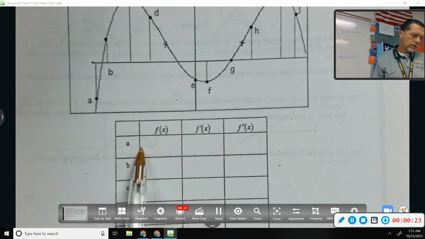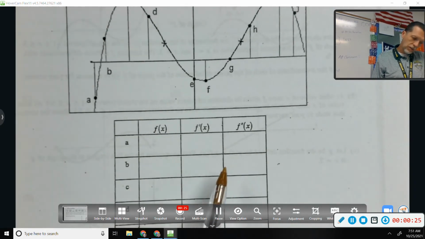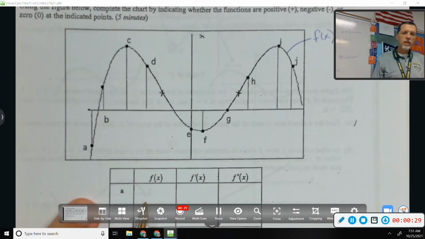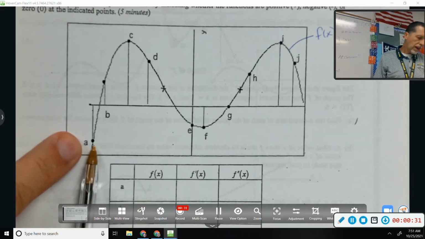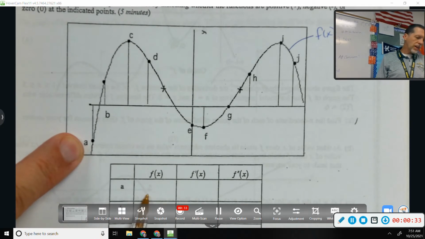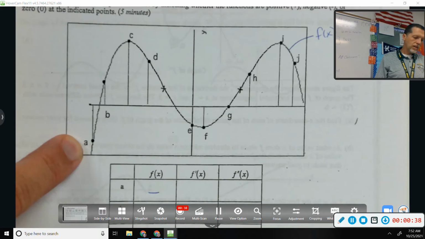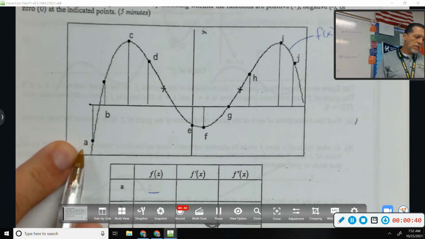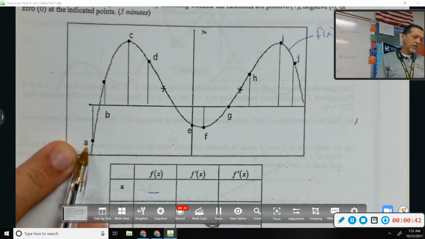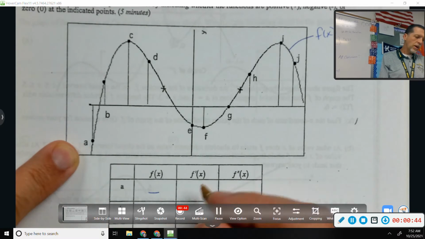Let's do all of A and all of B and see what we learn. Maybe C as well. So at point A, is f of x positive, negative, or 0? Negative, because we're below the axis. How about f prime at A? Positive, negative, or 0? Why is it positive?